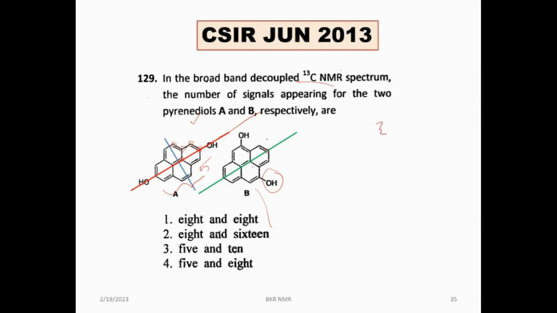So you have 1. How many? 1, 2, 3, 4, 5, 6, 7, 8, 9, and 10. So totally, the answer is 5 and 10. So 5 for the first molecule, 10 for the second molecule. Do you agree? Yes, ma'am.